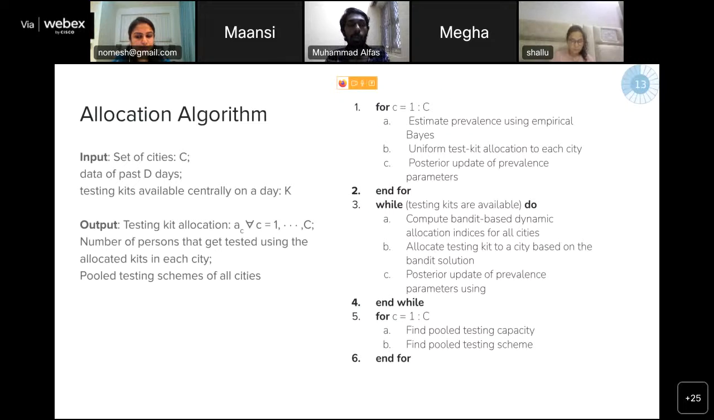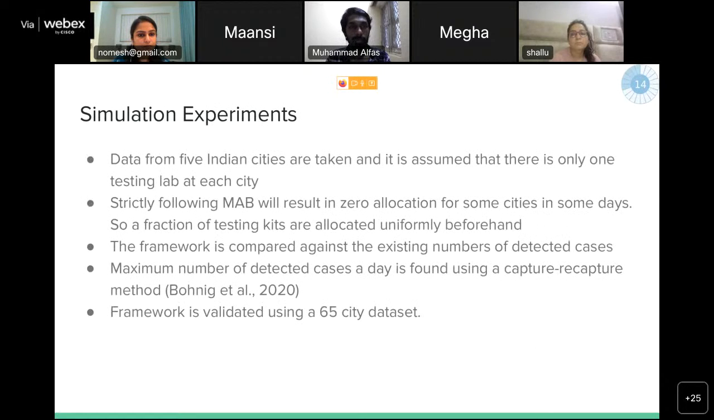This is the overview of the total allocation algorithm. We estimate the prevalence, and we initially allocate a fraction of testing to each city, and then we use the multi-armed bandit methods to allocate testing to all cities. After doing the allocation, we find the pooled testing schemes, that is, the number of rounds and group size at each round of testing. So this is the overview of the allocation algorithm.